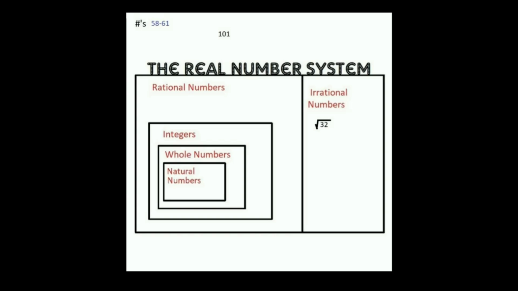Number 59 is the number 101. 101 is rational. It's also an integer. It's also a whole number. And it's also a natural number. So it falls into all of the categories on the left-hand side of this chart. So, moving on to number 60.